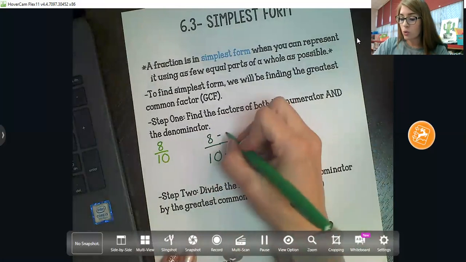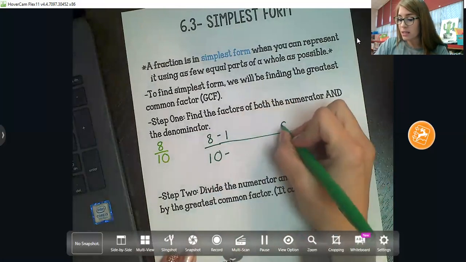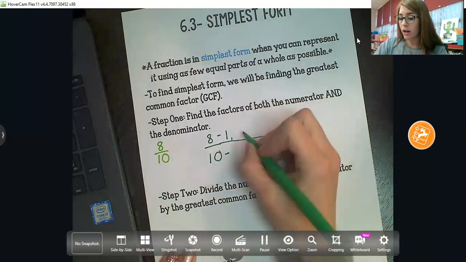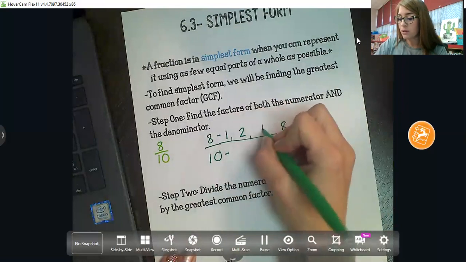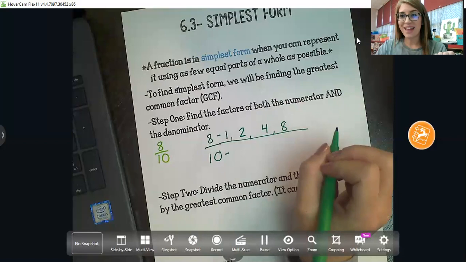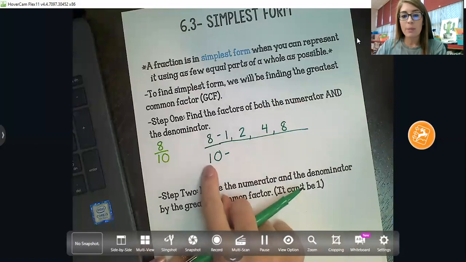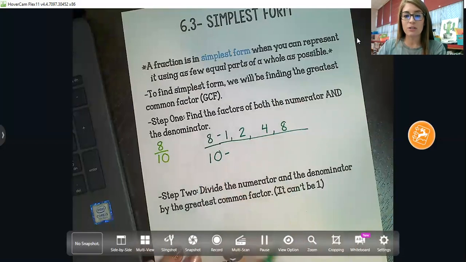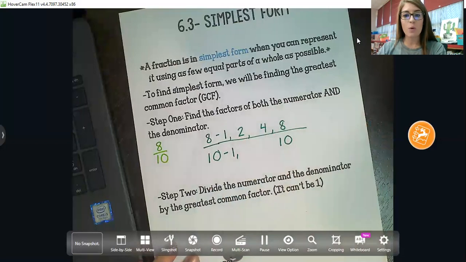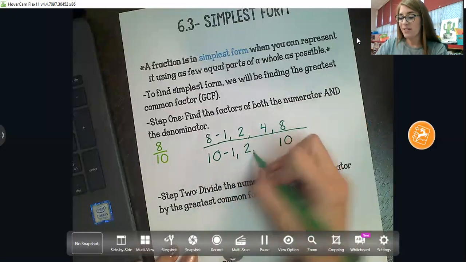Very good. I can do 1 times 8. What else can I do? Very good. I can do 2 times 4. Okay. Is there anything else? Nope, that's it. Okay. What about 10? What are my factors of 10? Good. Can do 1 times 10. And then what else? Then 2 and 5.